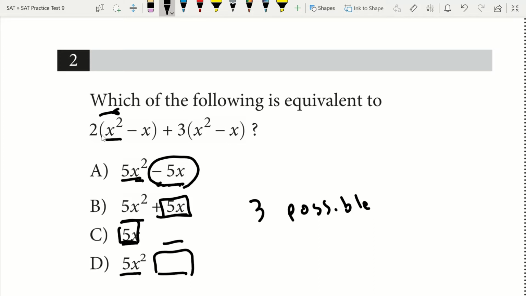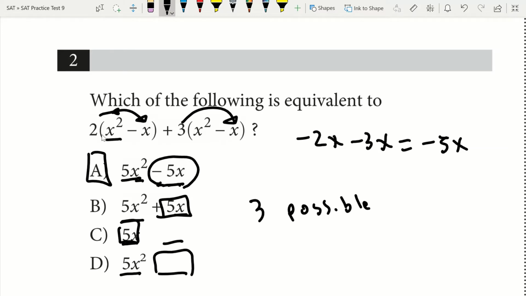I'm not even going to worry about my x squared term to start. I'm just going to move this 2 over to this negative x. That's going to give me minus 2x. Then I'll have plus 3 times negative x, which will be minus 3x. That's going to give me negative 5x. I see my answer is going to be A.